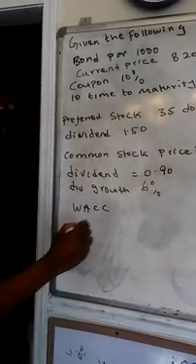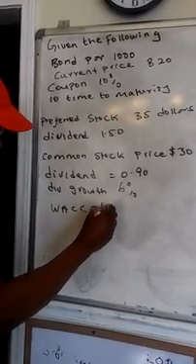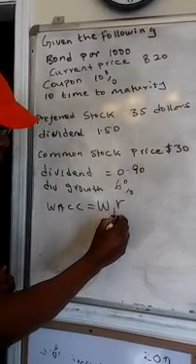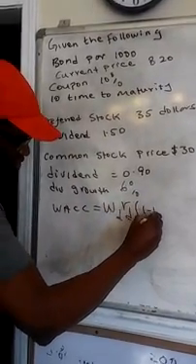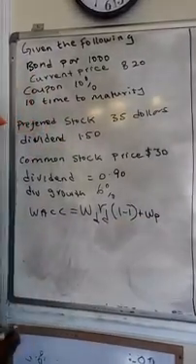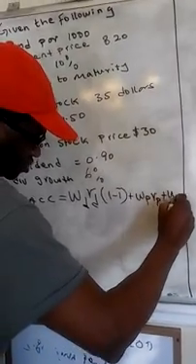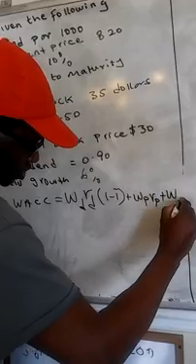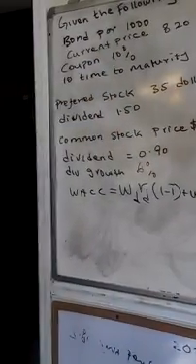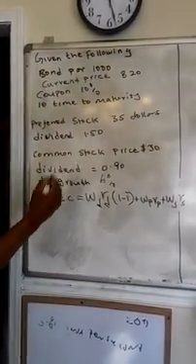As you can recall from our class, weighted average cost of capital will be calculated as the weight of D, right? Weight of D multiplied by the cost of debt, that one minus tax rate, plus the weight of preferred multiplied by the cost of preferred, plus the weight of common stock multiplied by the R, or the cost of common stock.